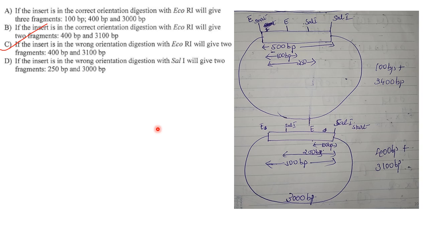So the answer here is, if the insert is in correct orientation, digestion with EcoR1 will give you 2 fragments, 400 base pair, 3. No, that is not the correct one. So if the insert is in the wrong orientation, digestion with EcoR1 will give you 2 fragments, that is 400 base pair and 3100 base pair. So the answer here is option C.